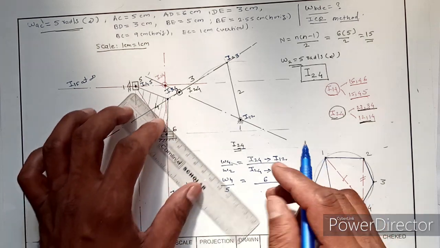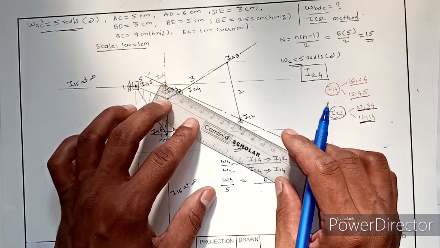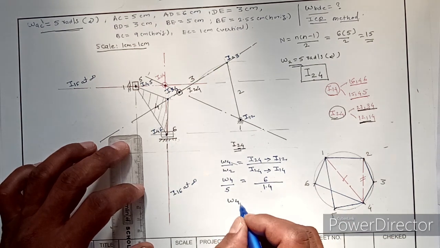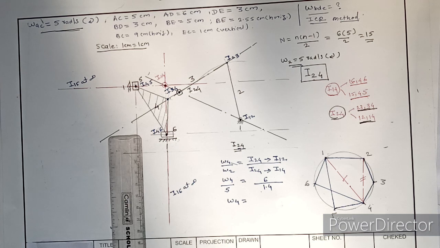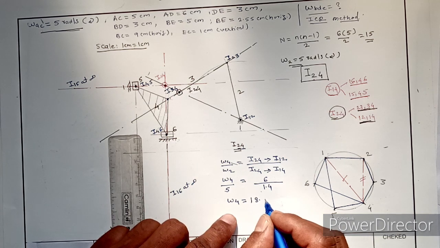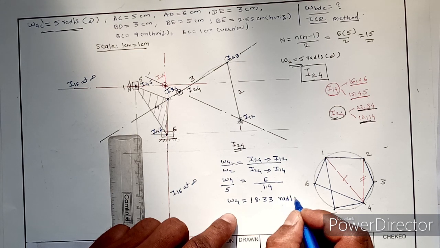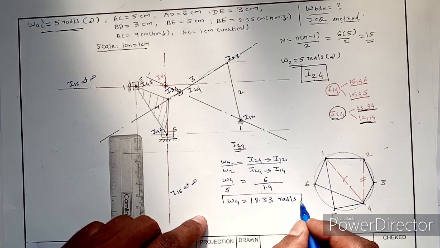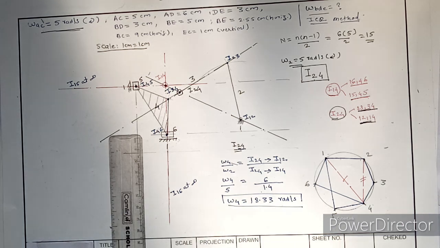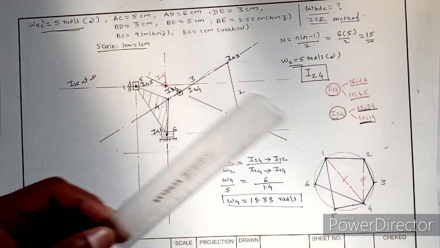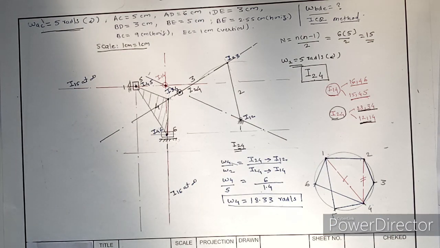Now I24 to I14 is 1.4 centimeters. So doing these calculations, we get omega 4 is equal to 6 divided by 1.4 into 5, which is 18.33 radian per second. So the angular velocity of ternary link BDE, that is link number 4, is equal to 18 radian per second in magnitude. Now what about the direction?